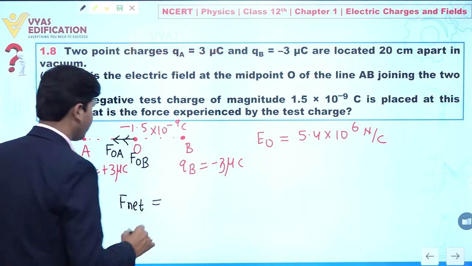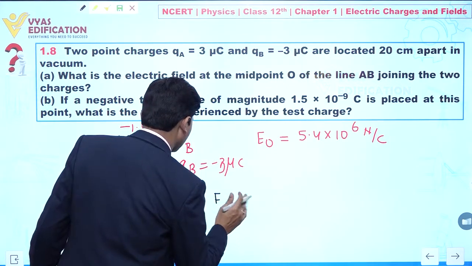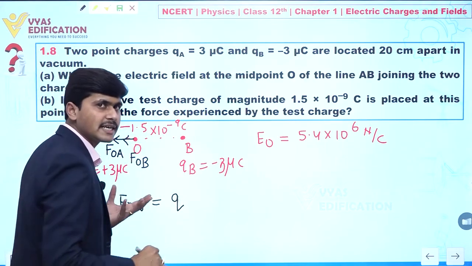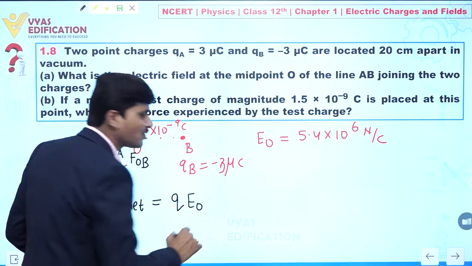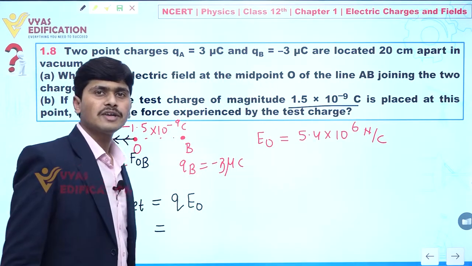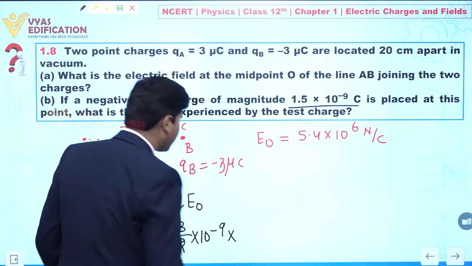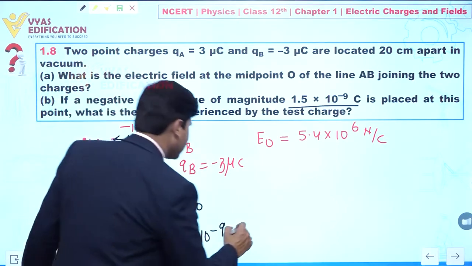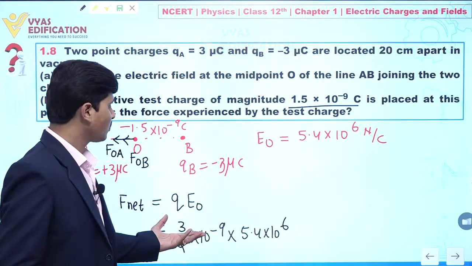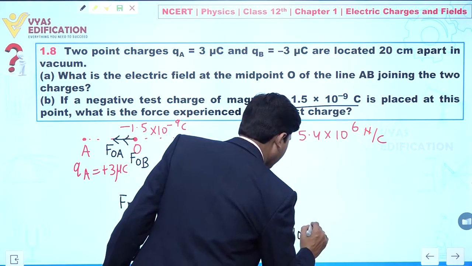Now if we calculate F net, we can write F net equal to FOA plus FOB, or we can write F net equal to the test charge that we are placing at point O times the electric field at O. Yes or no? The test charge value is given to you, 1.5 into 10 to the power minus 9, multiply by the value of electric field at O, which is 5.4 into 10 to the power 6. Yes or no? This is given to you. So from here this is 10 to the power minus 3.